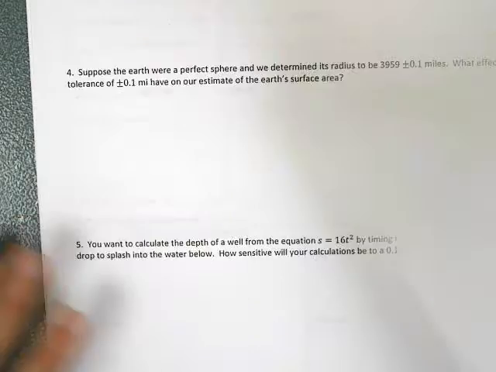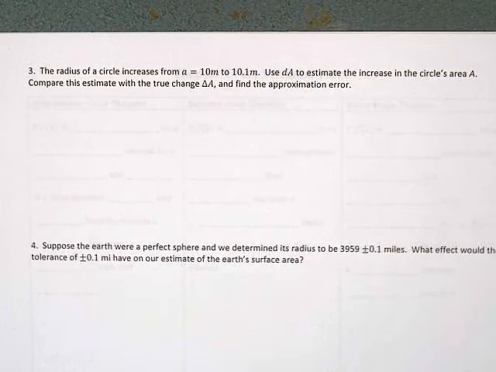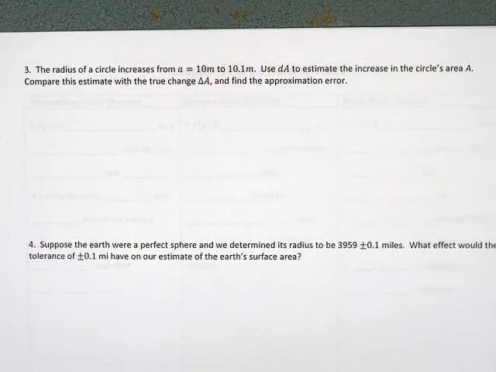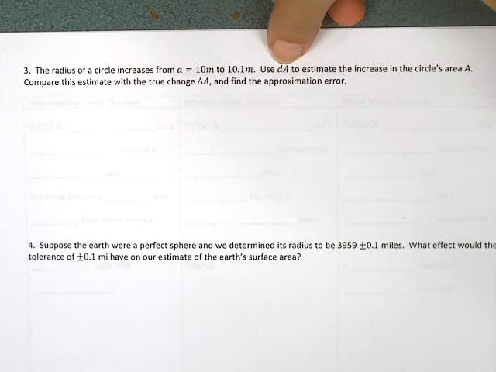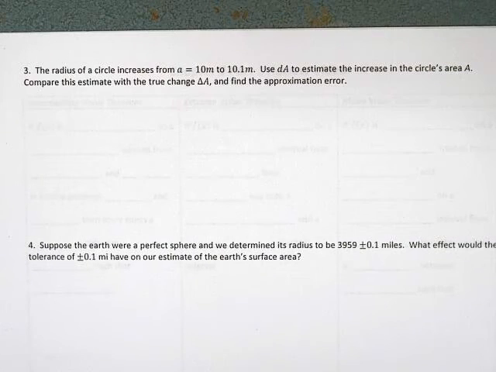The last time that these kinds of problems come up is in word problems. So it says here, the radius of a circle increases from 10 to 10.1 meters. Use dA to estimate the increase in the circle's area A. Compare this estimate with the true change and find the approximation error.